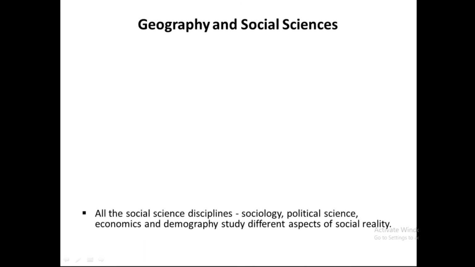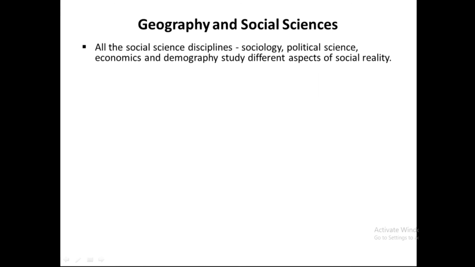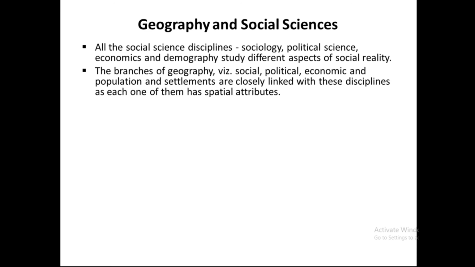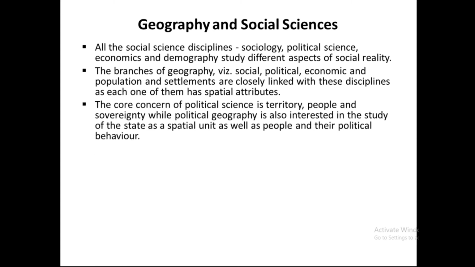Moving ahead, next is the interrelationship between geography and social sciences. All the social science disciplines, sociology, political science, economics, and demography, study different aspects of social reality. The branches of geography that are social, political, economic, and population and settlements, are closely linked with these disciplines as each one of them has spatial attributes.